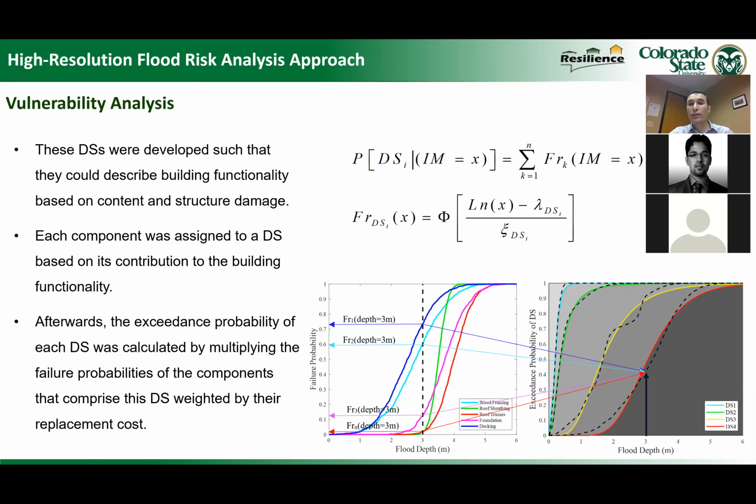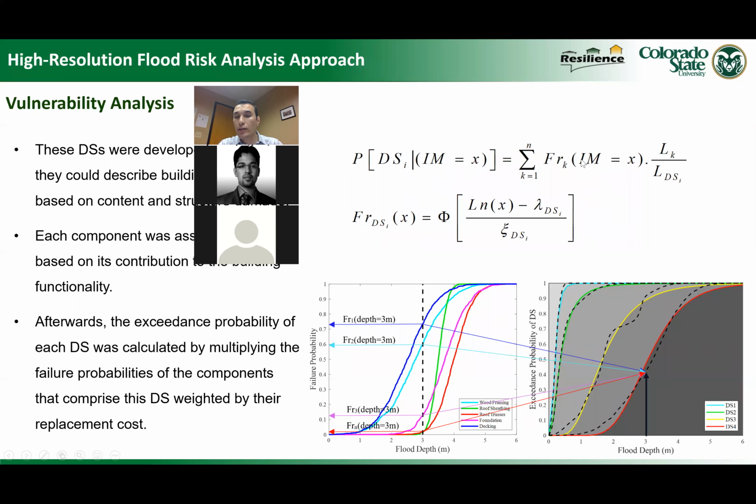Afterwards, we needed to develop fragility curves for the whole building. So we need to know the exceedance probability of each damage state for the building. So we have the failure probability of each component associated with each damage state. So we weighted these failure probabilities based on the replacement cost of each component with respect to the replacement cost of the whole damage state. So these four fragility curves are for the components that construct damage state 4, which is the structural damage.